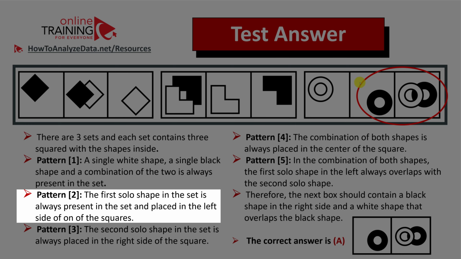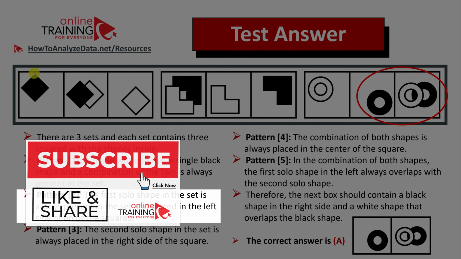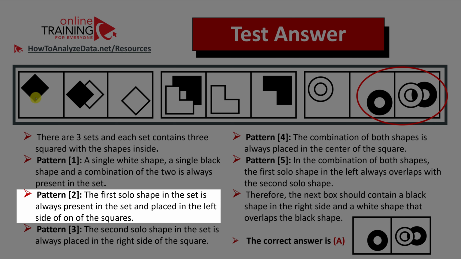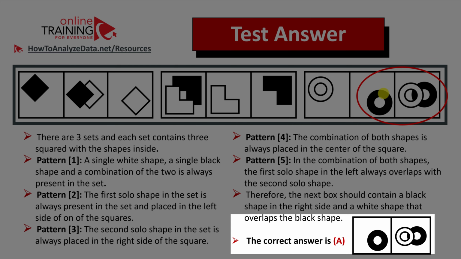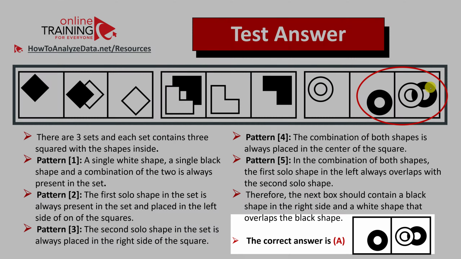Then there is a second pattern. There is always a solo shape. The black solo shape is always positioned in the left part of the square inside the set. The white shape is always positioned on the right part of the square inside the set. And the 2-shape grouping with black and white shapes is always in the middle. Once you recognize all these patterns, you can quickly find the answer. An answer will have to have the black circle located on the right part of the square, as well as a combination of white and black circles located in the middle of the square. Hopefully you nailed this question and now know how to answer similar problems on the test.